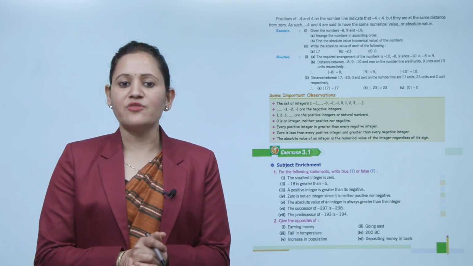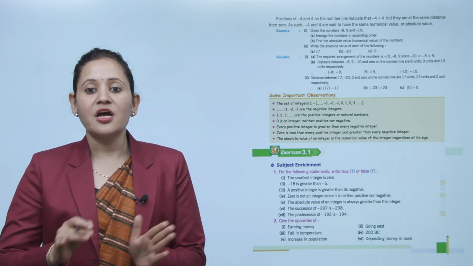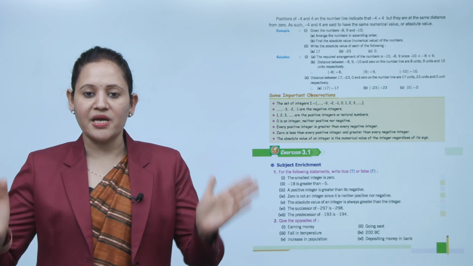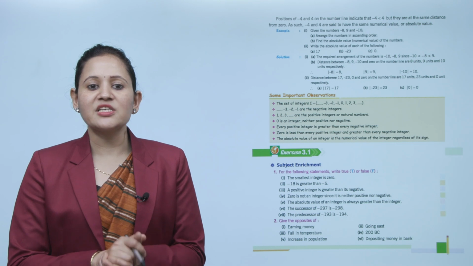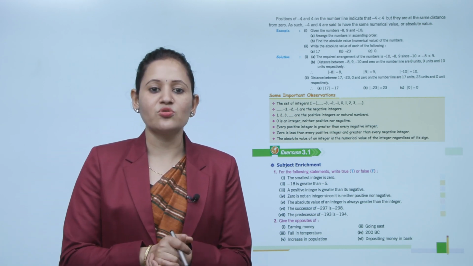The positions of -4 and 4 on the number line indicate that -4 is less than 4, but they are at the same distance from 0. Both are at the same distance from 0, but the value of -4 is less than 4. As such, -4 and 4 are said to have the same numerical value or absolute value.